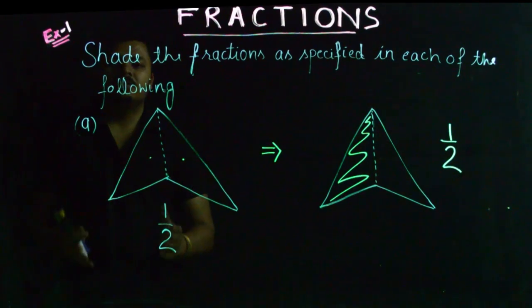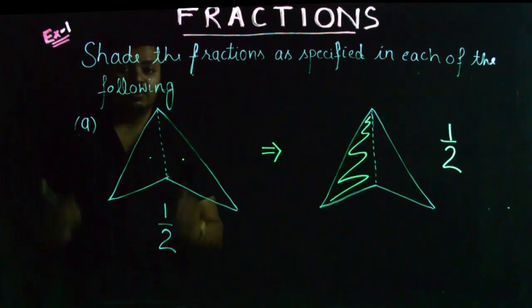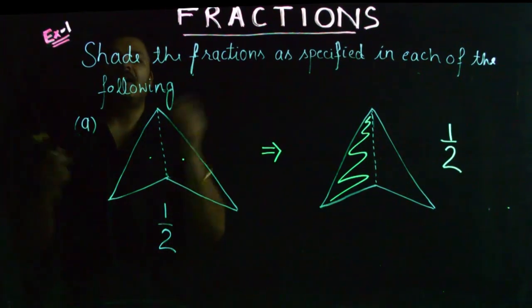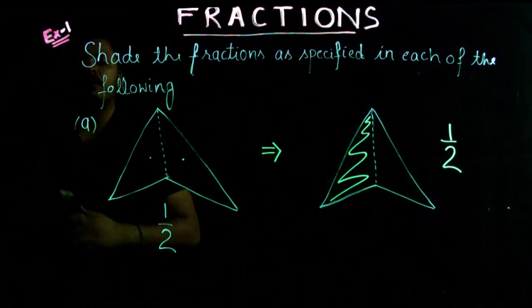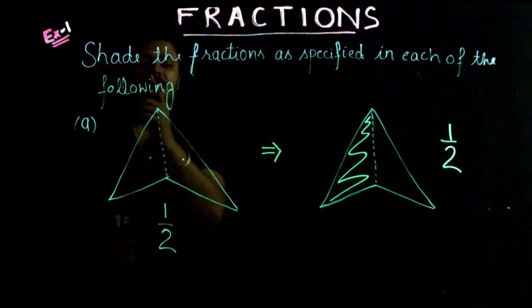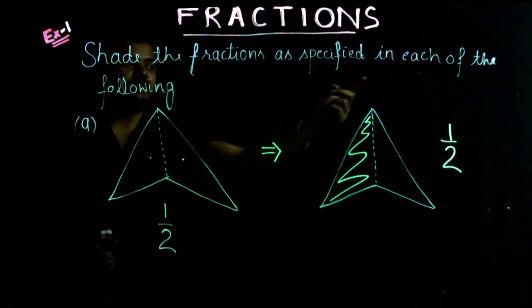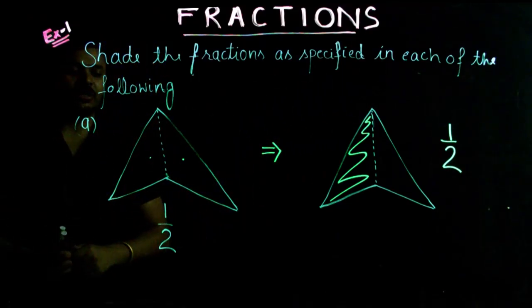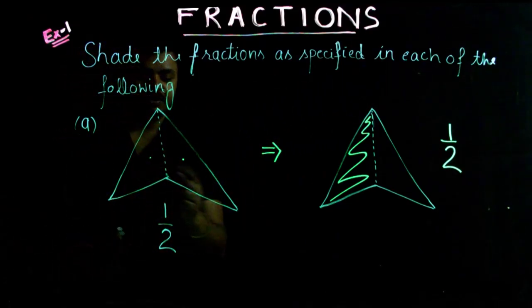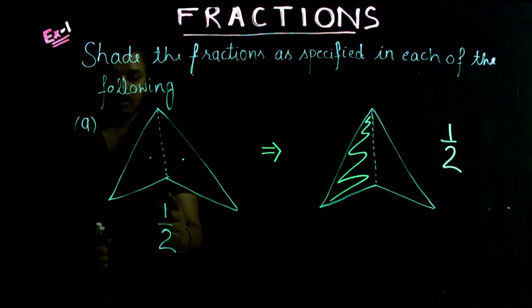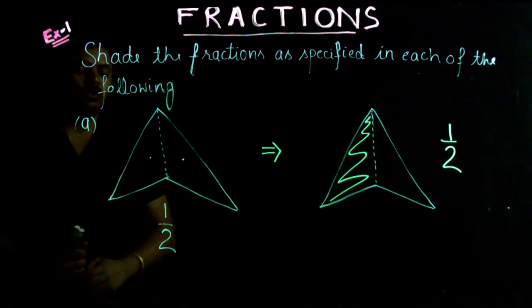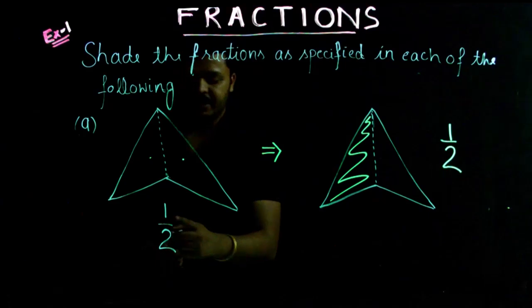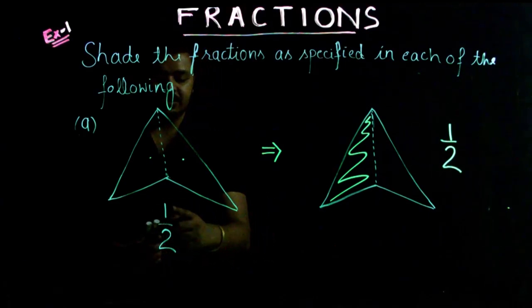So students, now we are going to start our new chapter number 6, fractions. So now let's look at our example number 1. Shade the fractions as specified in each of the following. Our first question is, we have to shade the given figure in the form of the fraction 1 upon 2. So you have to shade according to this fraction, that is 1 upon 2.